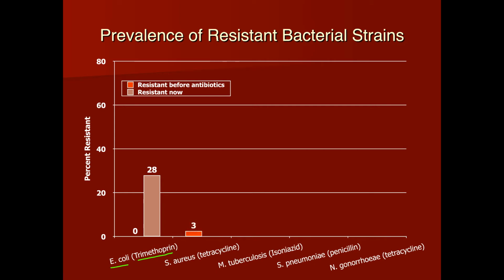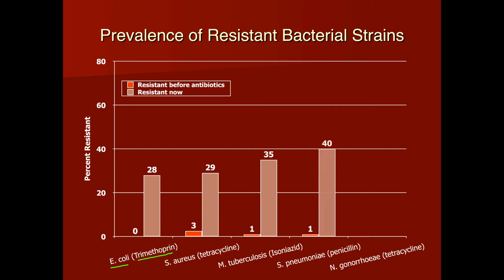Staph aureus, tetracycline would kill everything but 3%. There were 3% of Staph aureus that were resistant. Now, well, in 2000, I should say, almost 30%, almost a third of them were resistant. Tuberculosis, only 1% would be okay around the antibiotic that you see there. Now 35% are resistant. Pneumonia, so this is strep pneumonia. When it came to penicillin, only 1% were resistant. Pretty good drug to use against pneumonia. Now 40%.